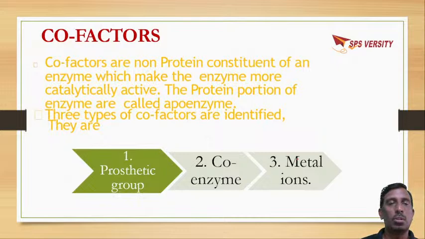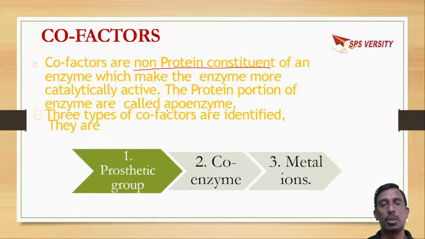Next, when you come to the components of enzyme, what does an enzyme contain? We studied the proteins. Along with the protein part, there are other components also. These are called cofactors. These cofactors are non-protein constituents, which make the enzyme more active. So the cofactor is the non-protein part and the protein part is called apoenzyme.